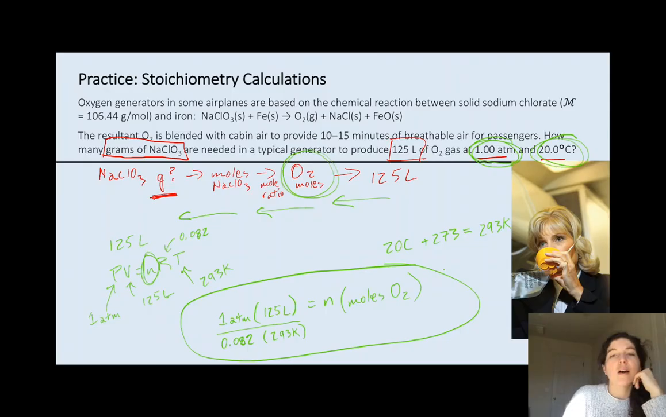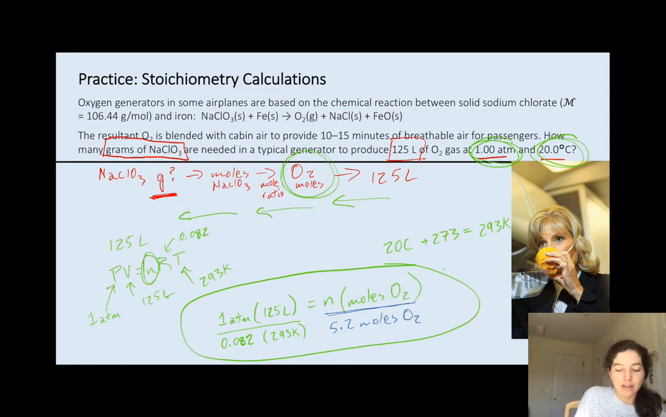Okay, now I just want to go back to this last example here, and I want to work this problem to the end so that you can see one of these problems worked out fully. So we have already found the moles of oxygen in the container using our ideal gas law. This value comes out to be 5.2 moles of O2.